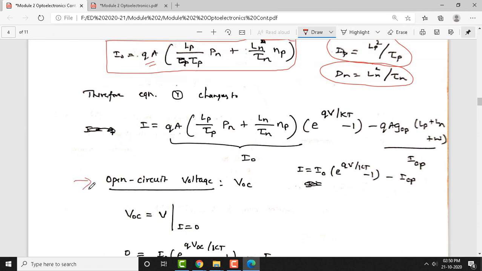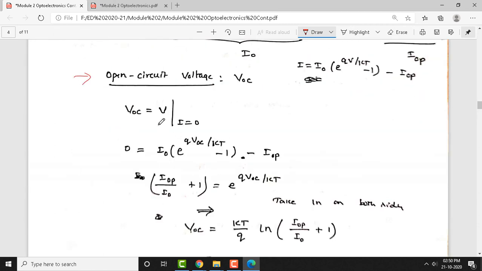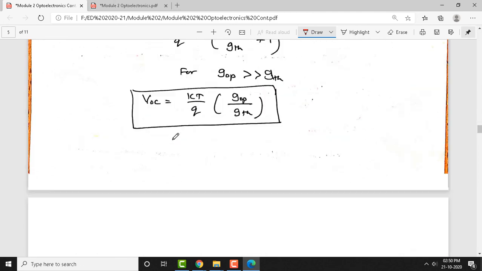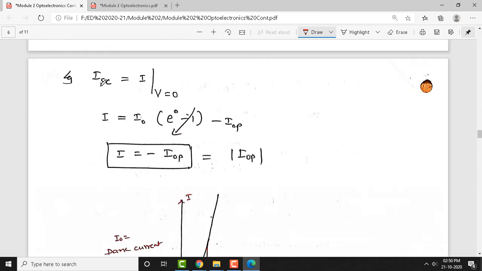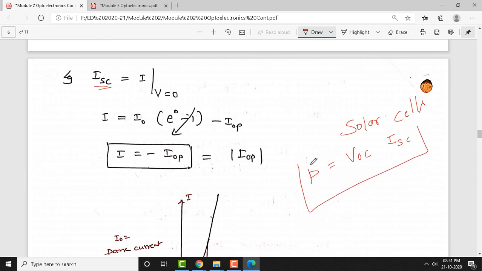derivation of open circuit voltage, and this is the short circuit condition, because these two things are very important to understand solar cells. Okay, solar cells. Okay, so if you understand VOC and ISC, you can find the maximum power a solar cell can generate. Okay, these are the extreme conditions, boundary conditions for solar cells.